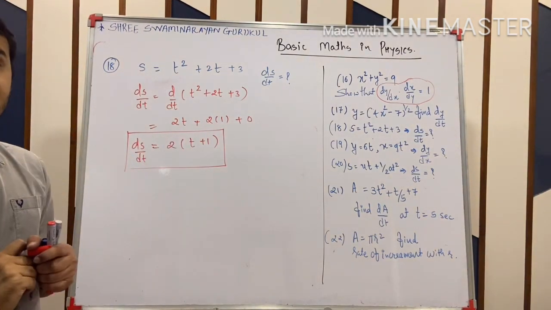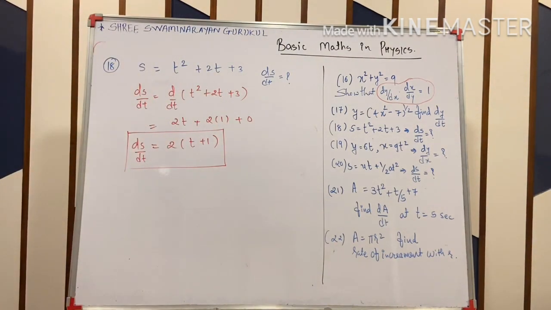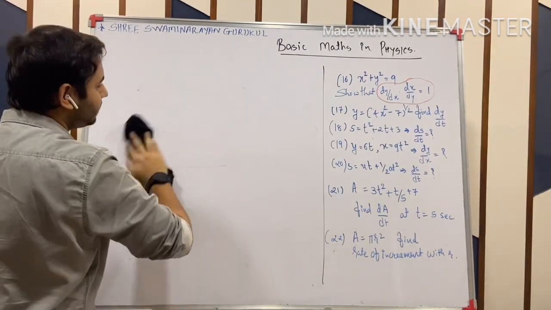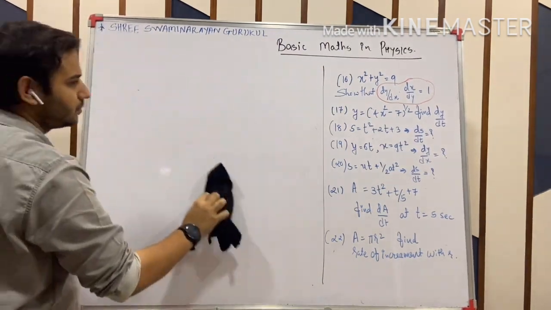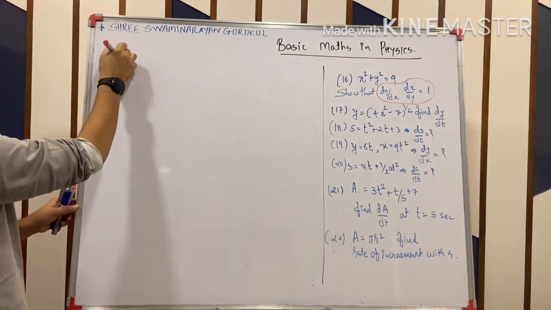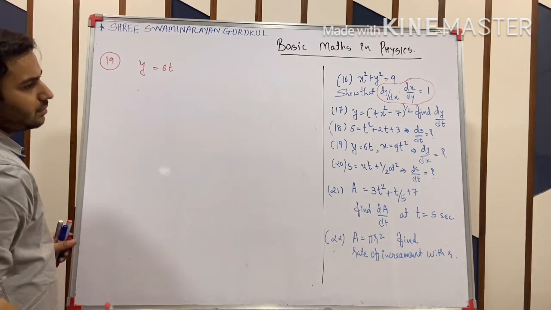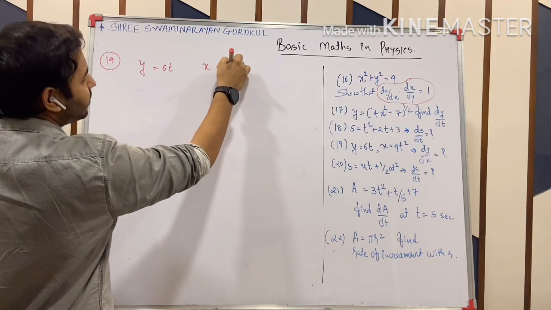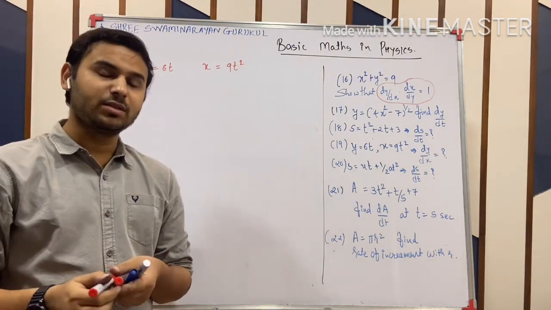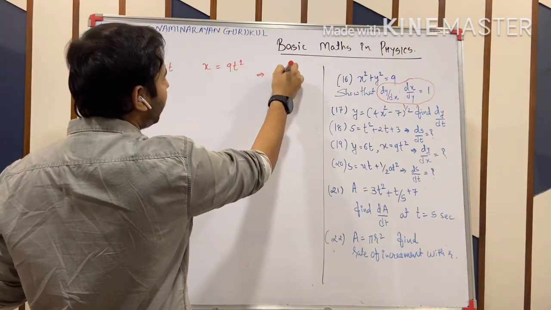Fine. Next is a very important question. The 19th question. y is equal to 6t and x is equal to 9t square. Okay, y is equal to 6t and x is equal to 9t square, and I want to get the value of dy upon dx.